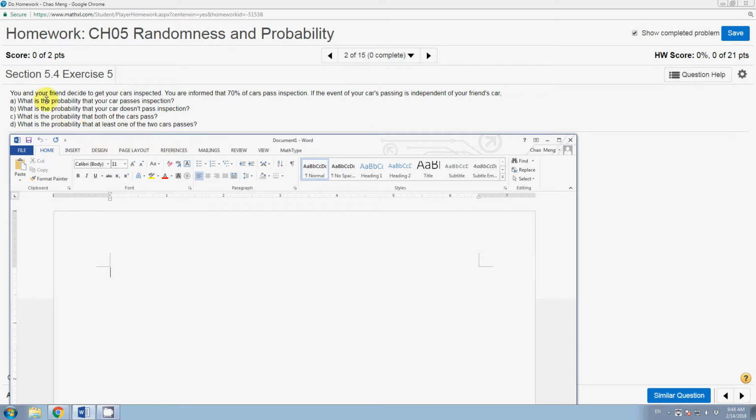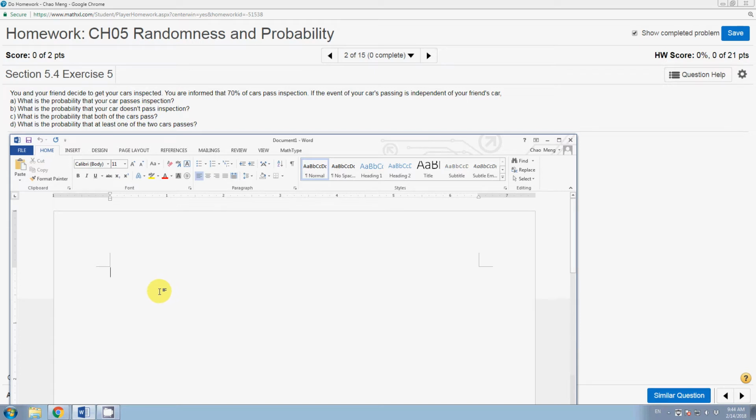So the question says, you and your friend decide to get your cars inspected. So there are going to be two cars to be inspected. You're told that 70% of cars pass the inspection, which means the other 30% of cars do not pass inspection. Okay? Then the first question is, what's the probability that your car passes inspection?